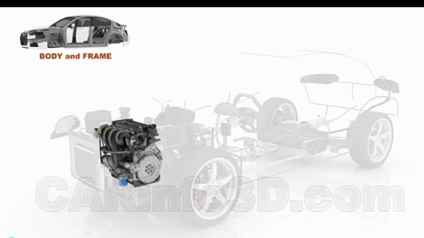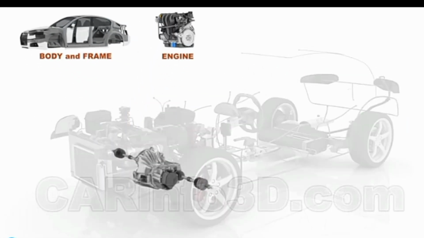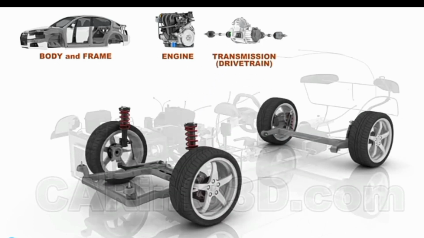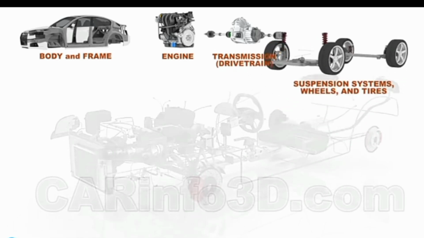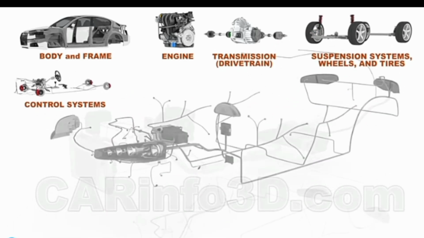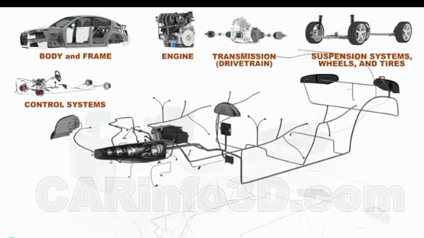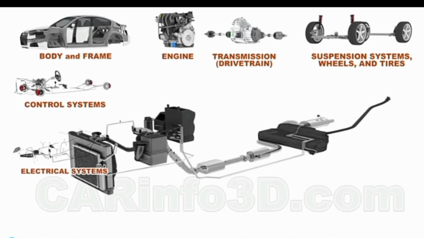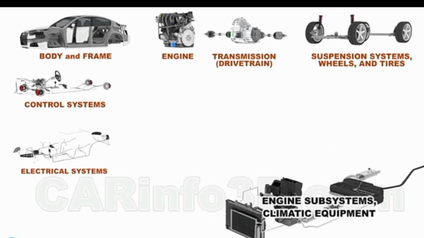engine, the transmission, suspension systems, wheels and tires, control systems, electrical systems. The engine subsystems and the climatic equipment are the only remaining pieces of equipment.